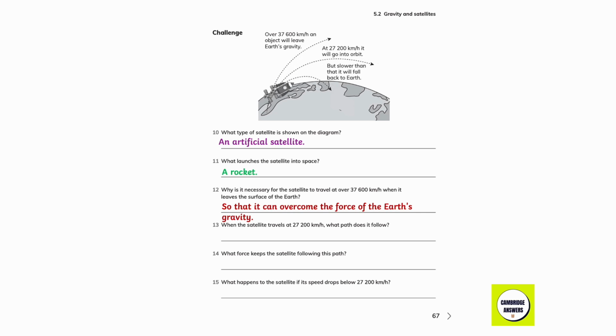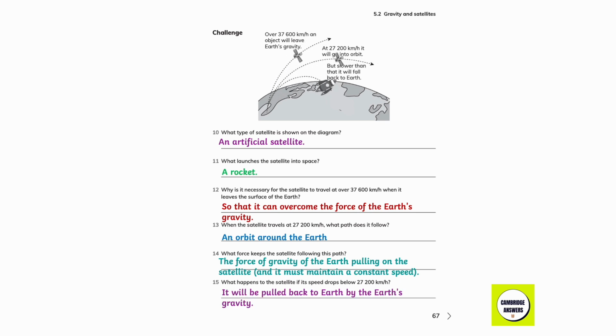When the satellite travels at 27,200 kilometers per hour, what is the path that it follows? An orbit around the Earth. What force keeps the satellite following this path? The force of gravity of the Earth pulling on the satellite, and it must maintain a constant speed. What happens to the satellite if its speed drops below 27,200 kilometers per hour? It will be pulled back to the Earth by the Earth's gravity.